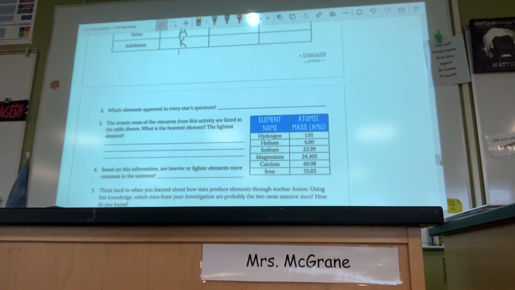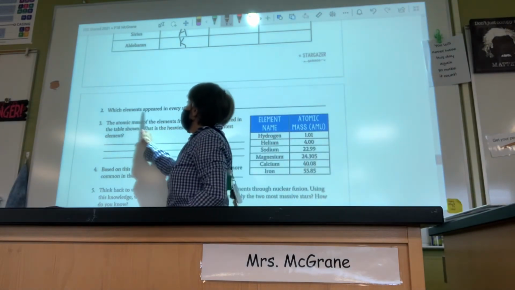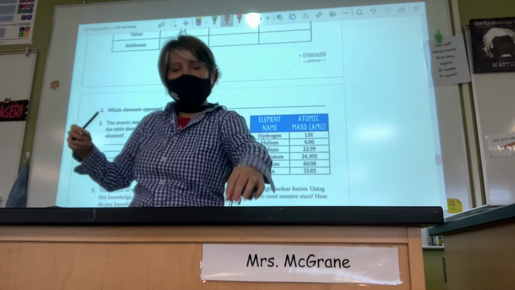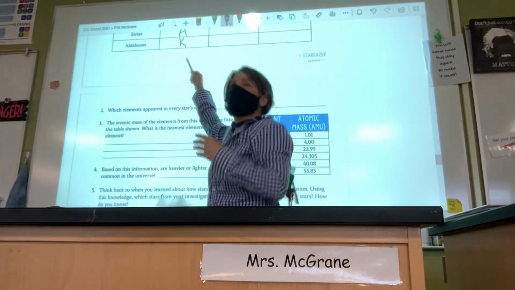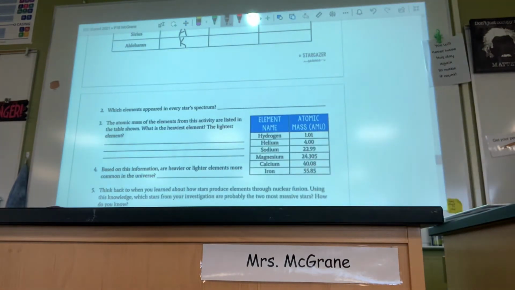We are going to look at number 2, which says, which elements appeared in every star's spectrum? Eduardo, which elements were in every star that we looked at? What elements, not what star, like the elements that were on the papers that I gave you. Which elements appeared in every single star? Was hydrogen in every star? Yes. Okay, hydrogen was in every star. And was there any other element that was in every star? Helium. Okay, so hydrogen and helium were in every single star.